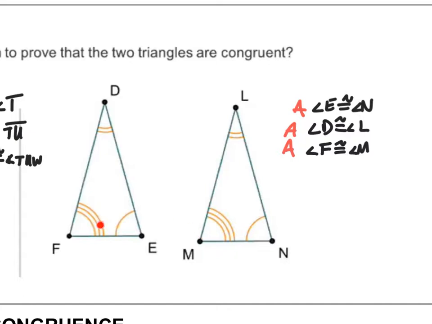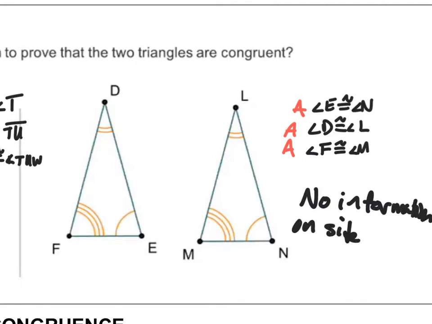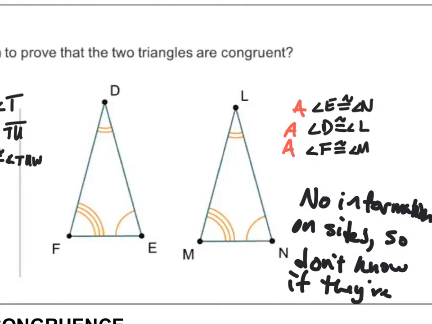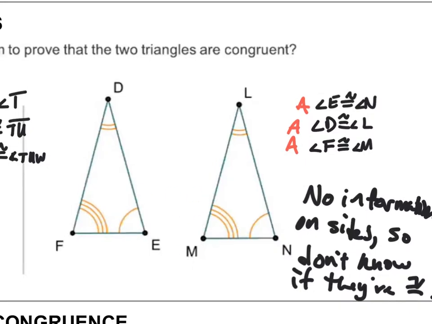Now, they very well could be congruent, but I have no information. There is no information on the side lengths, so we can't conclude that they're congruent. We don't know if they are congruent, but we know the angles are congruent. We'll get into something called similarity later in the year, but right now, we don't know. So that's all we got.